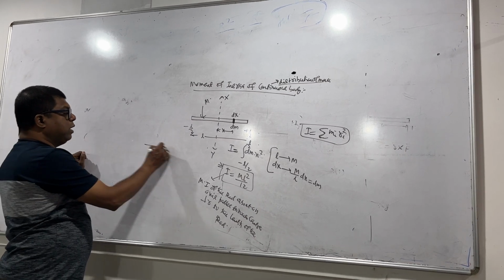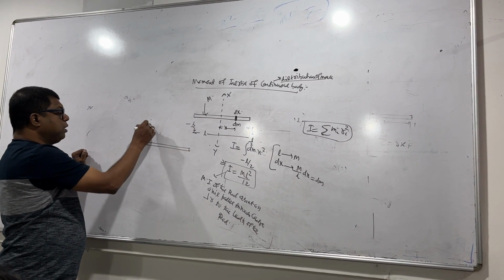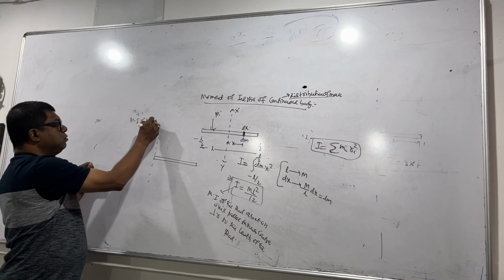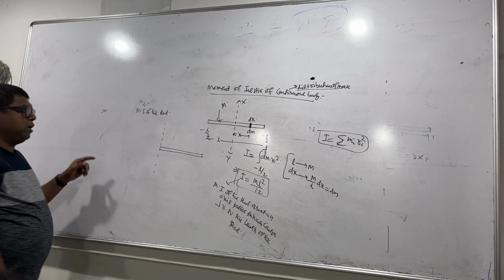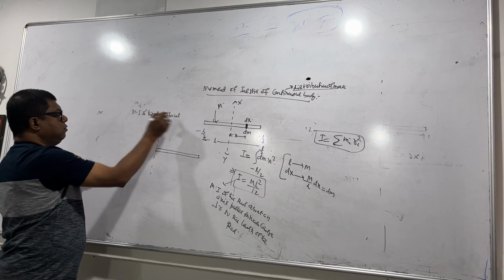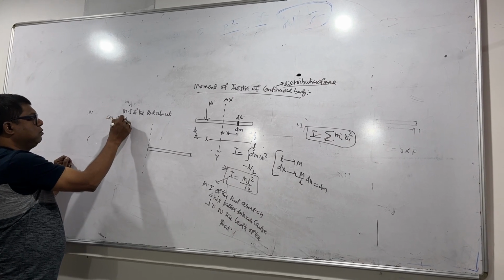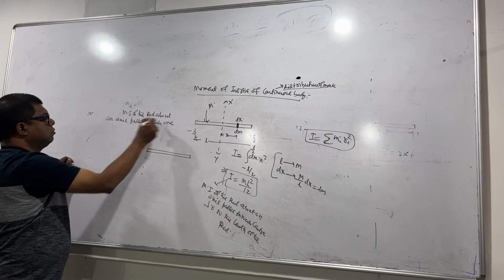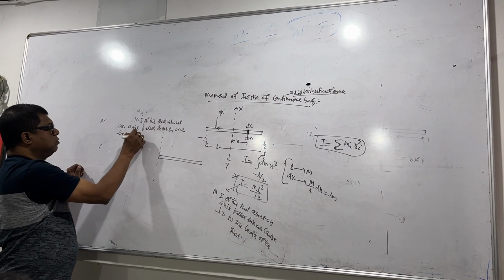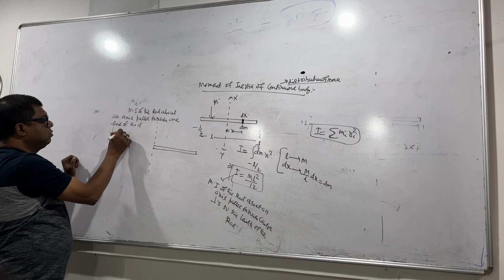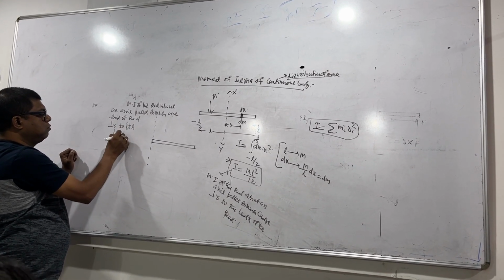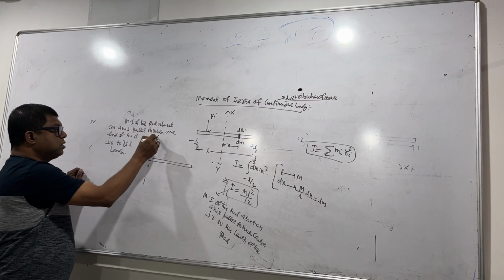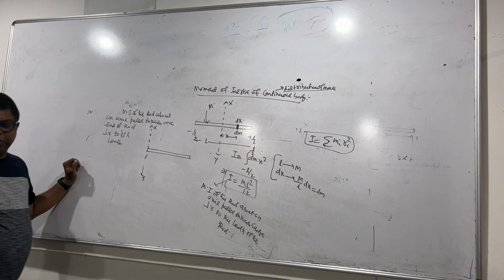And moment of inertia about one end of the rod. Moment of inertia about an axis that passes through one end. This is the moment of inertia of the rod about an axis passing through one end of the rod, perpendicular to its length. On this axis we have to calculate the moment of inertia.